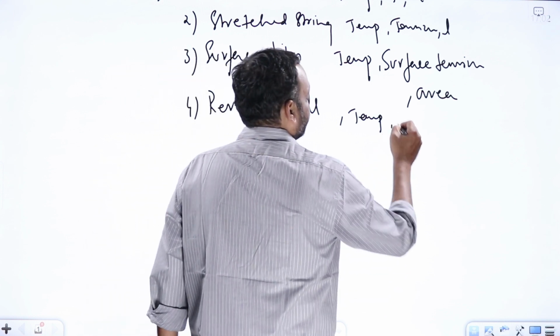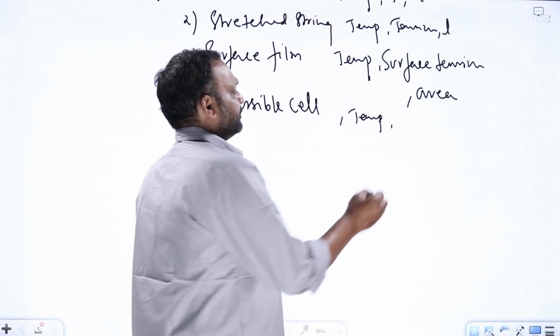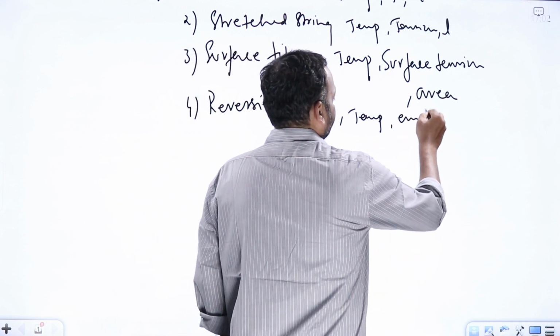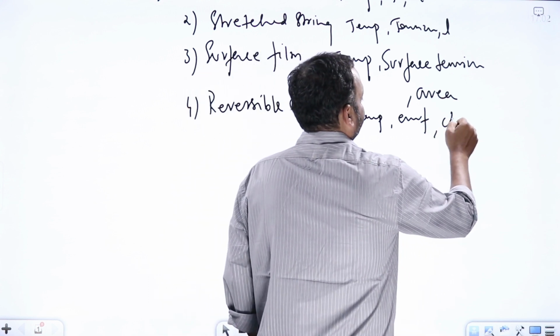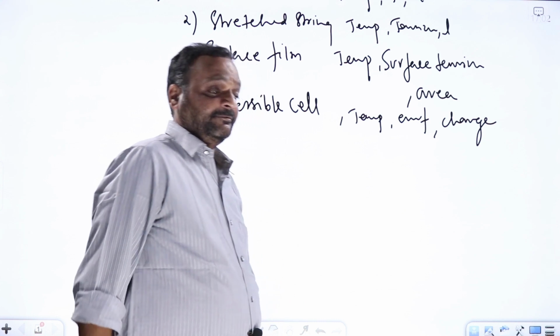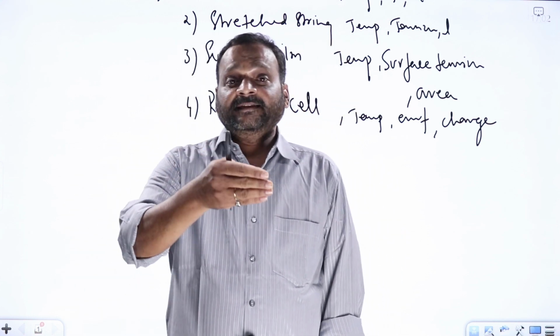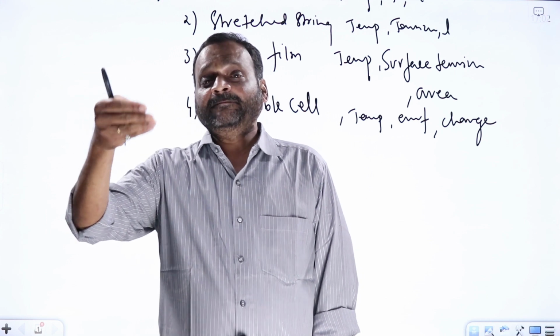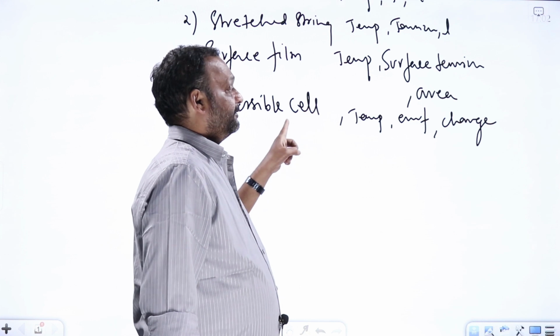Next one, for a reversible cell, another property is EMF, electromotive force, or voltage we can call. EMF is one important parameter. Next one, the amount of charge which it can store. Now batteries are coming with 4000 mAh, milliampere hour, 5000 mAh, 6000 mAh, like that. The amount of charge it can contain is important for a reversible cell.